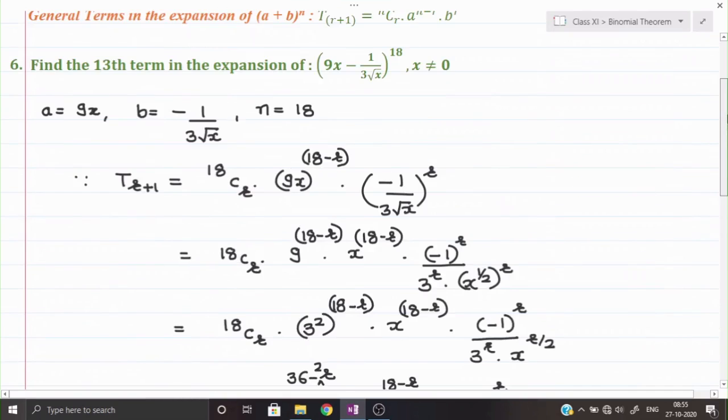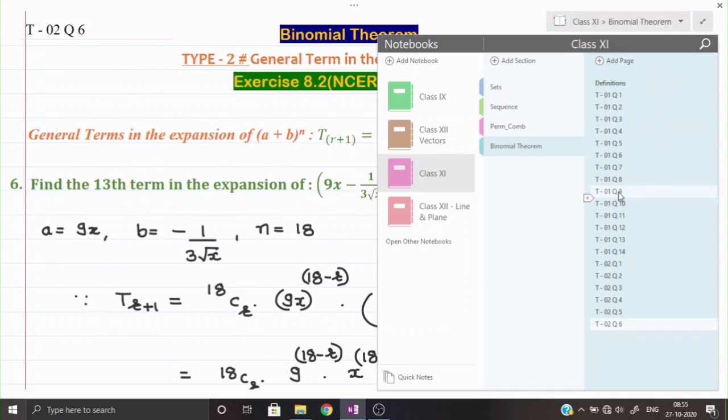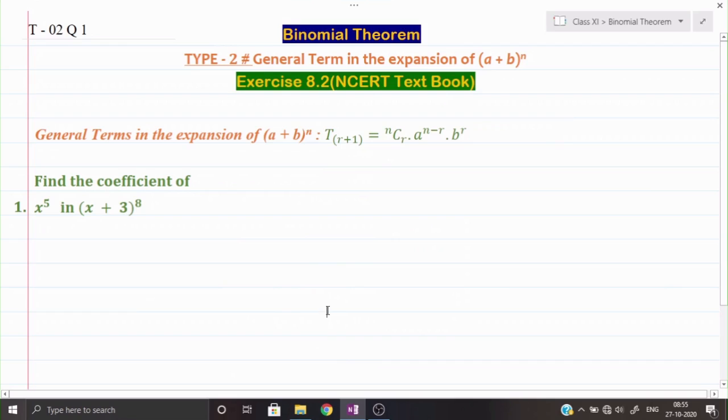Now we can see question number 1. In the first question, now see what has been given to us. First question, they are saying find the coefficient of x to the power 5 in the expansion of (x plus 3) whole power 8. For example, suppose I am finding the expansion of (a plus b) whole power 2. So what will come? a square plus 2ab plus b square.